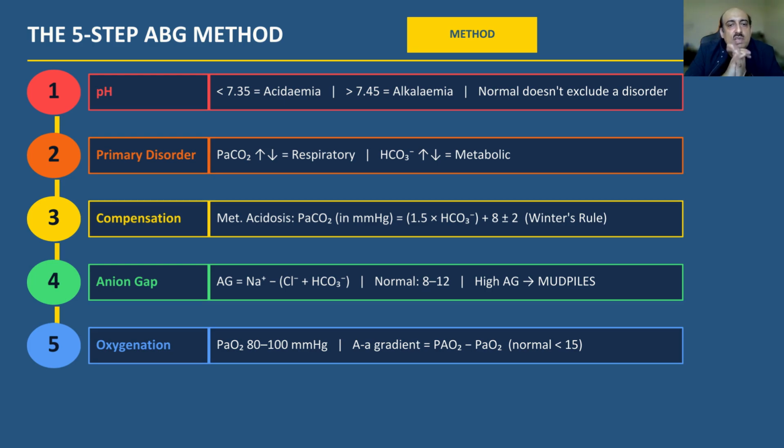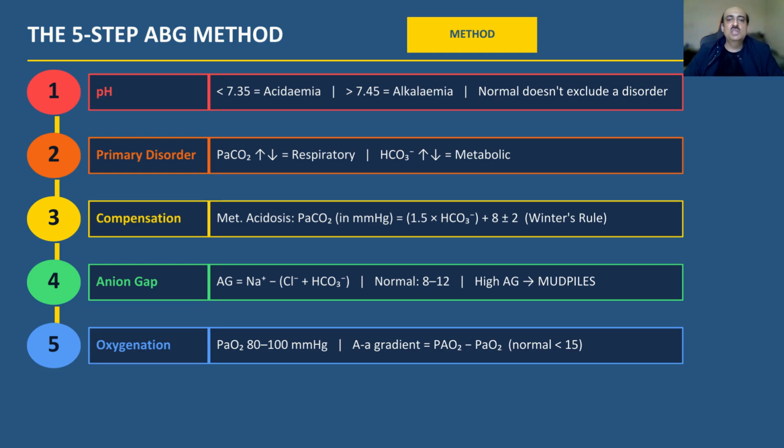Step number 4, if there is acidosis, metabolic acidosis, you need to establish the anion gap, which is sodium minus the addition of chloride and bicarbonate. In some centers, sodium plus potassium minus the sum of chloride and bicarbonate, but potassium doesn't contribute that much to the cations. Normal range 10 plus minus 2. Remember, base excess I said 0 plus minus 2, so here 10 plus minus 2, which means 8 to 12. High anion gap, think of the MUDPILES mnemonic.